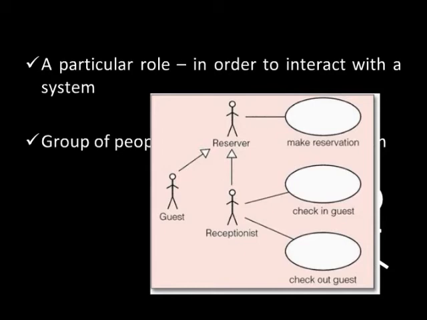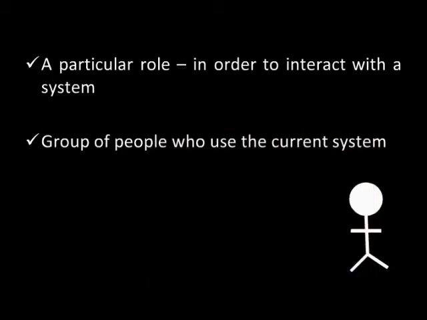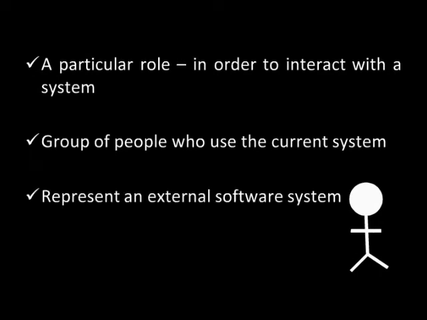That is, a guest or a receptionist can do the same thing as a reserver, but they can do other things as well. In situations where two or more actors are associated with a use case, one of them must initiate the actions. The other actors will play a passive role. You can use an actor to represent an external software system.